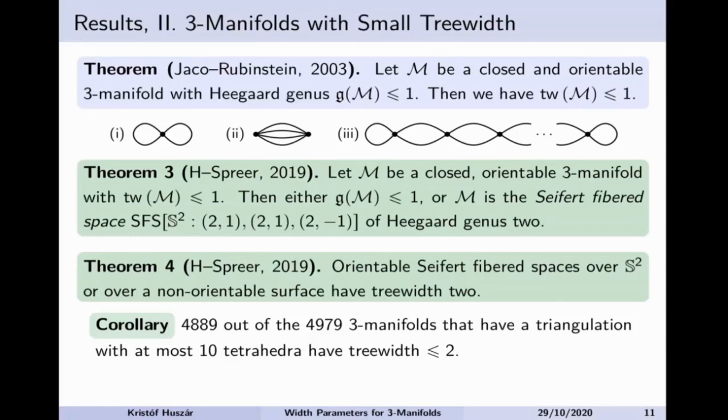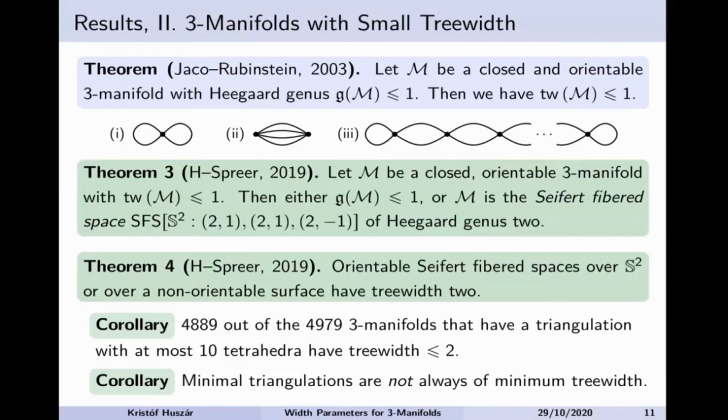And interestingly, it turns out that minimal triangulations are not always of minimum treewidth. And this relationship is not yet well understood, but I think it is a very interesting question to understand up to what extent minimal triangulations are also minimal in treewidth, and if they are not, then what happens?